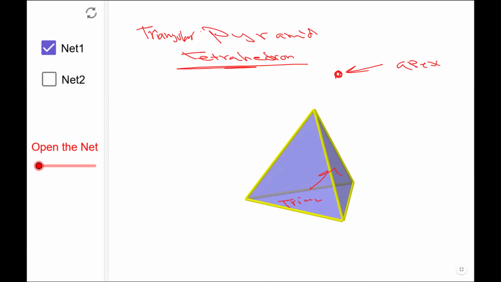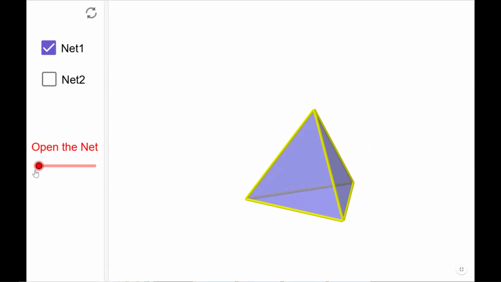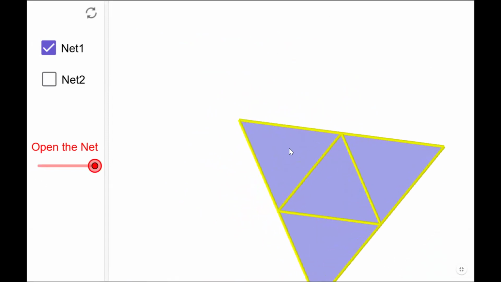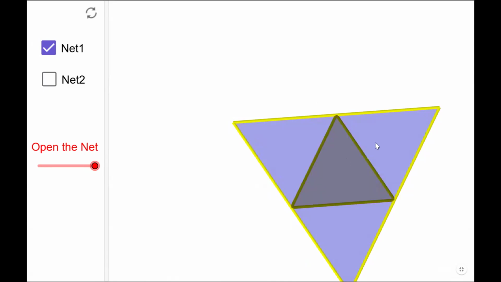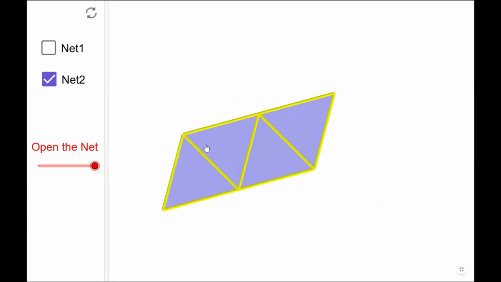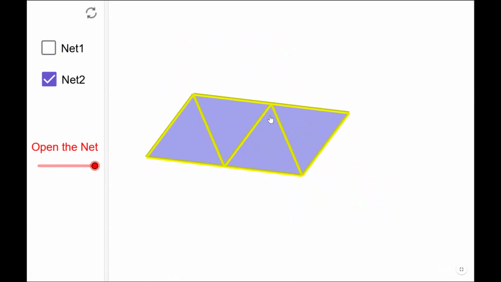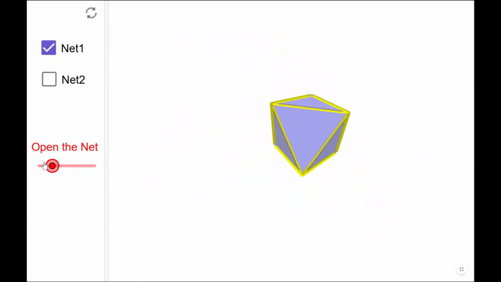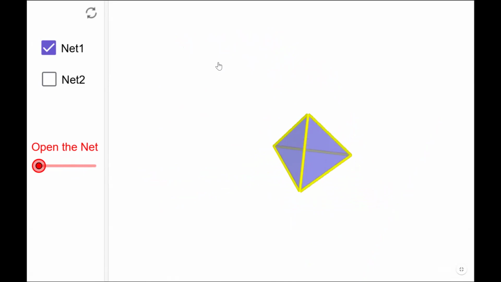We have two patterns of the net. The first pattern is like that. You can find a triangle in the middle and three triangles around. Or you can find the second pattern like a parallelogram split into four triangles. Look how it's closed. So this shape is called triangular pyramid.